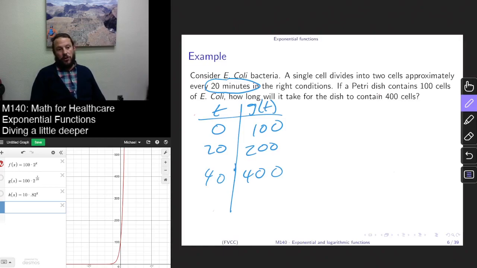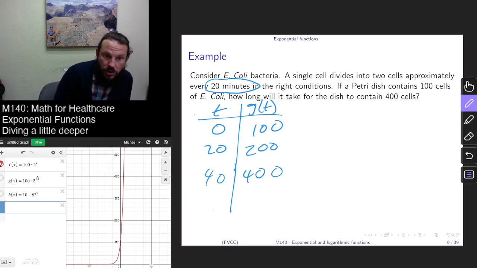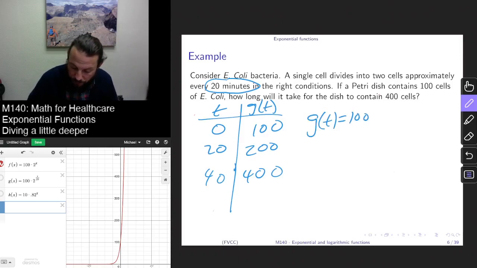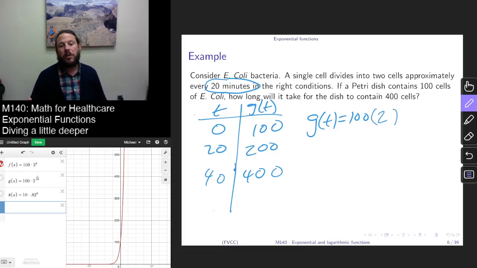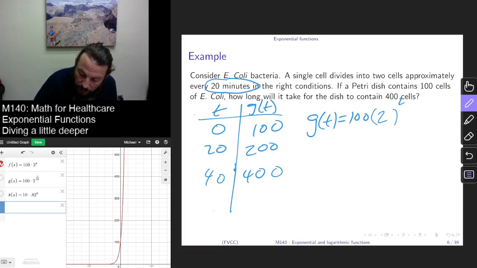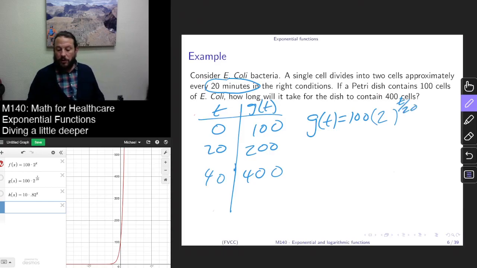Now, what's the function g of t here? This is a little more complicated, but let's think about it for a second. Hopefully I can convince you that we still have the initial value 100. It's still doubling, but now it's every 20 minutes. So we want our exponent to go up by 1 every 20 minutes. The way we do that is we make this t over 20. And you could check that. Just look at it. What happens? At t equal to 0, that's 2 to the 0, which is 1. We have 100. That's good.